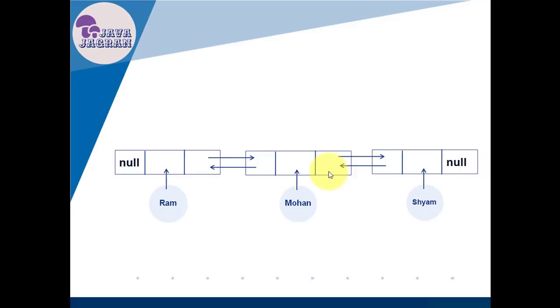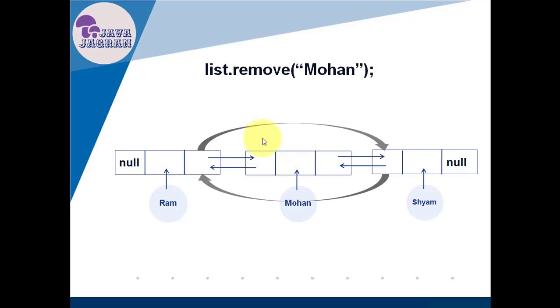And the same, if we call the remove with the object, it will start from the beginning, and it will start looking for that object. It will start comparing this object with the item, calling the equals method. Wherever the equals method returns true, it will simply interlink the previous node to the next node.